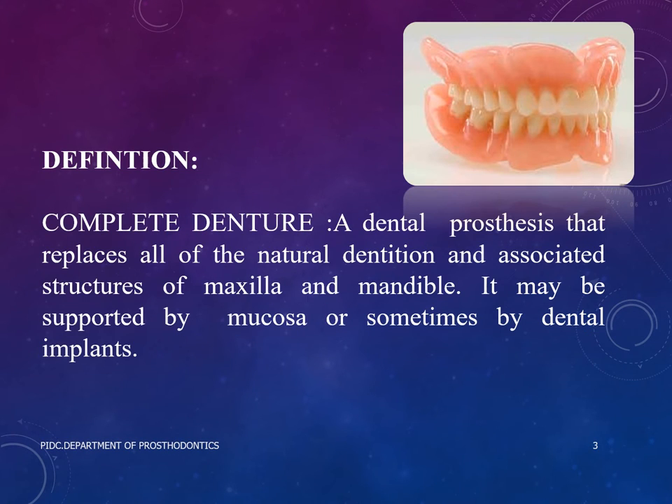To define a complete denture prosthesis, it replaces all of your natural dentition and the associated structures of the maxillae and the mandible, and it may be supported by mucosa or sometimes by dental implants. The one supported by dental implants is usually an implant supported prosthesis, or it can be a hybrid denture, or a fixed removable denture which is supported by implants. That will be discussed in detail later. But now in our lecture, we will be looking at the anatomy and how the state of edentulousness affects the patient's quality of life and things like that.